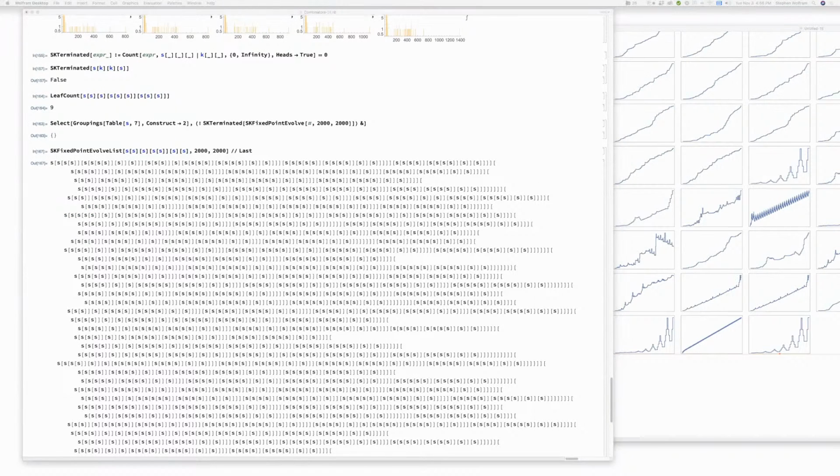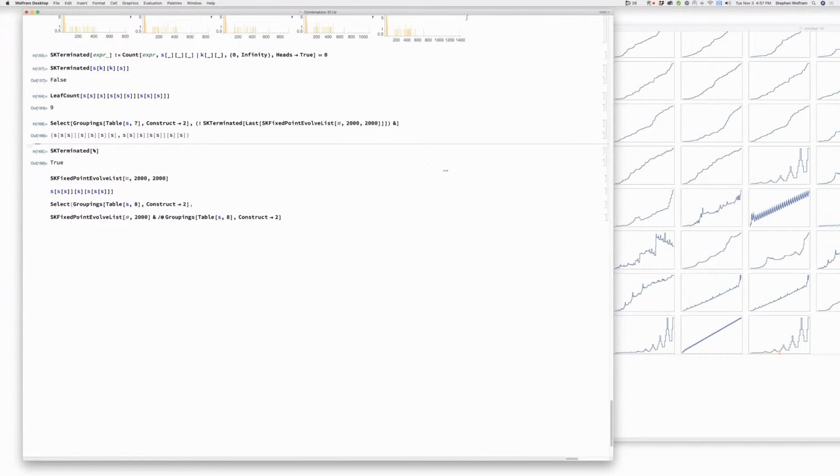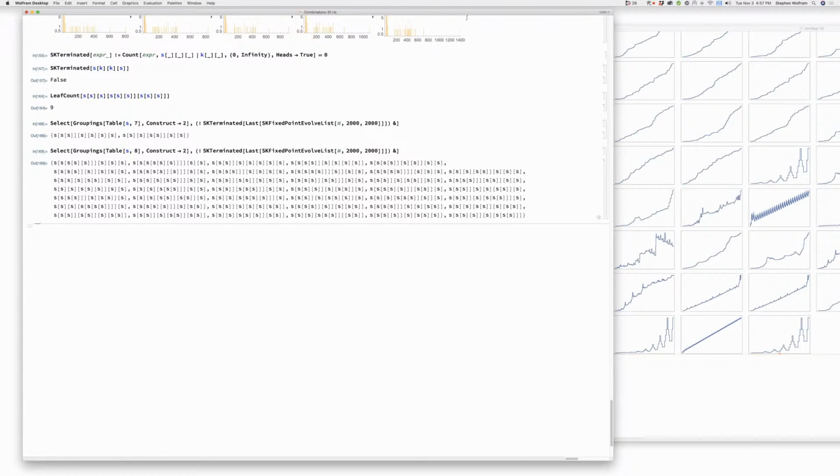That's better. Okay, so that doesn't seem right. I must have made a mistake in that form there. Well, we can do this. It's not the most efficient way to do it, but we can do this. Okay, so then last. There we go. Very good. So those are the two non-terminating cases for size 7. Okay, so let's look at size 8. Okay, how many non-terminating cases are there?